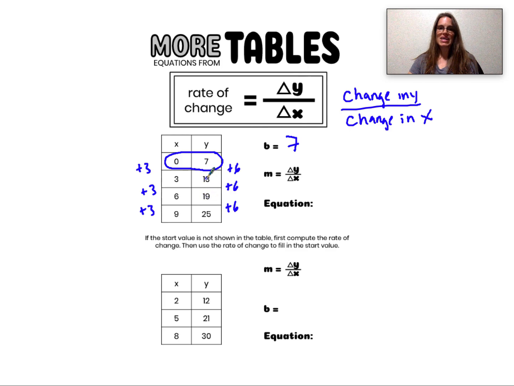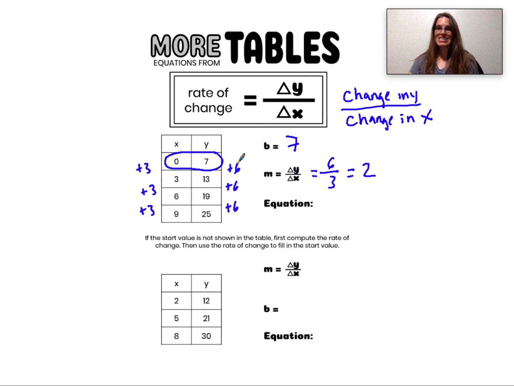So 19 minus 13 is 6. 13 minus 7 is 6. So sometimes you'll just be able to look at it and see that you're adding 6. Sometimes you'll need to subtract in order to identify that change. All right, so the rate of change, delta y divided by delta x. For each row, that delta y is 6, and the delta x is 3. That means my rate of change is 6 divided by 3, which is 2.